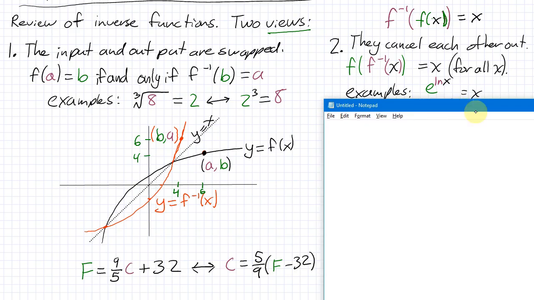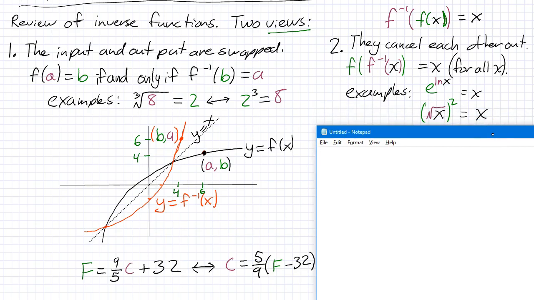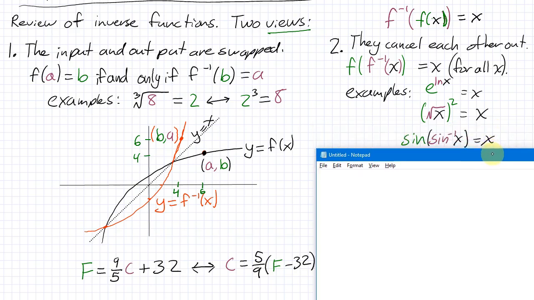So here are some examples of those properties. The natural log function and the exponential function cancel each other out. You plug the output of natural log into the input of the exponential function, and the result is just the input to the exponential function. I said that in the input and output are swapped language, but you can just use this equation, that they cancel each other out. The same thing happens with the square root and x squared. Those functions cancel each other out. Sine and sine inverse of x cancel each other out.